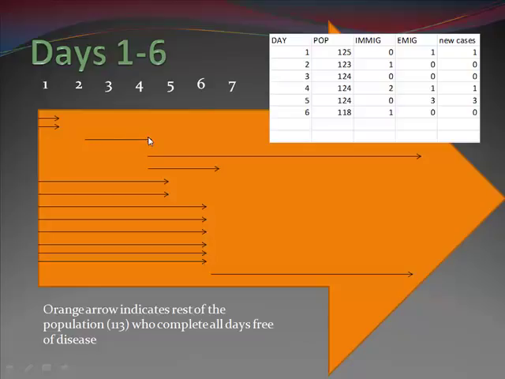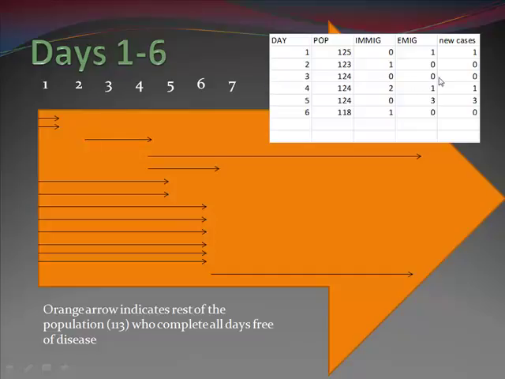Now if you're wondering, how come the arrow only goes to here? That's because some people who join late may still convert as a case or die or emigrate early in the cohort compared to others in the orange that go all the way through. So now day 3, nothing happened.